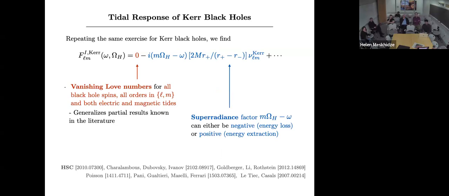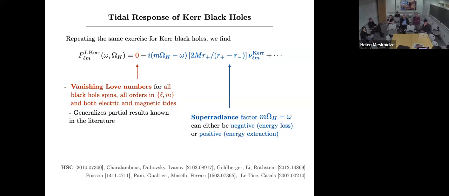It's true, I didn't explain this earlier, for both the electric and magnetic perturbations in GR, the electromagnetic tidal moments, and it's true to all orders in the multipole expansion of the external tidal field, assuming that we're still in the limit of linear perturbations. Okay, and this generalizes some partial results that have been derived in the literature beforehand.